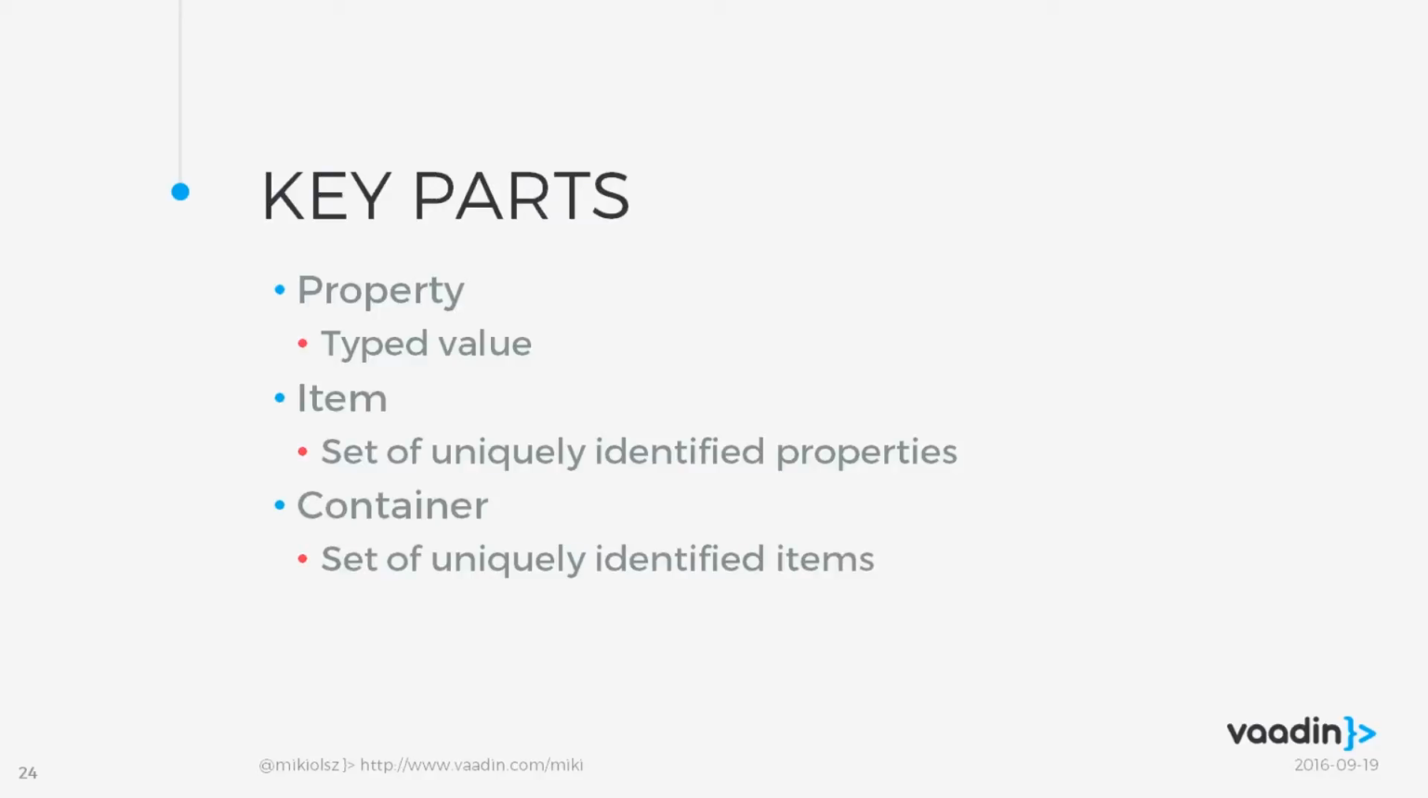And then the third step is the container. So now we have a set of uniquely identified items. So you can see the mental relation to the database table in a relational database. A container is a table, an item would be a single row, and then a property would be a column, a value from a column and its type.